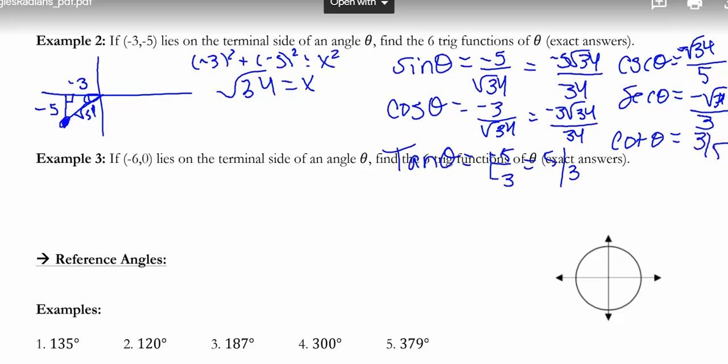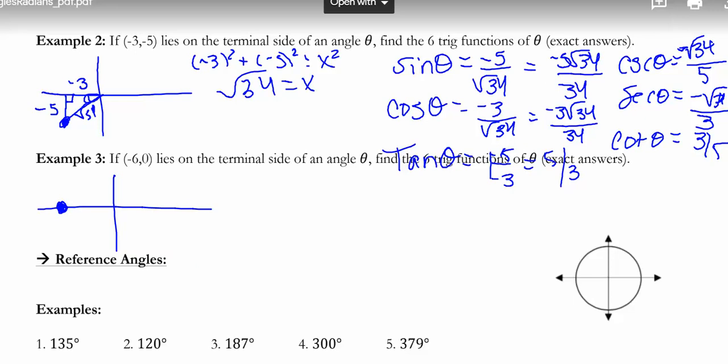Okay? So now go ahead and pause this video, and I want you to try that last example, example 3. Then I'm going to go over it. If you don't need to go over it, you can fast forward to the end to see your answers.